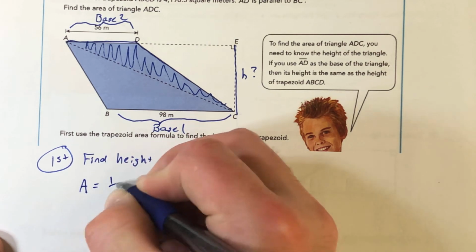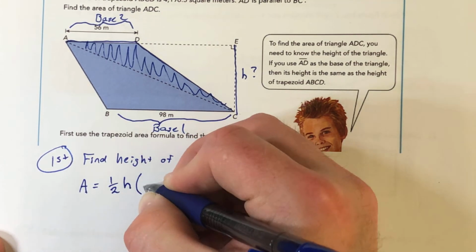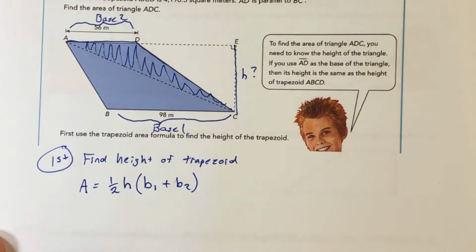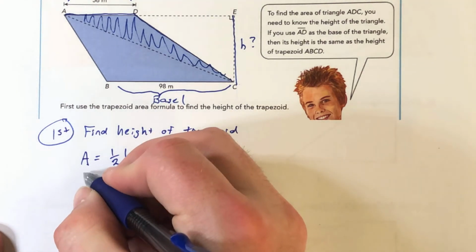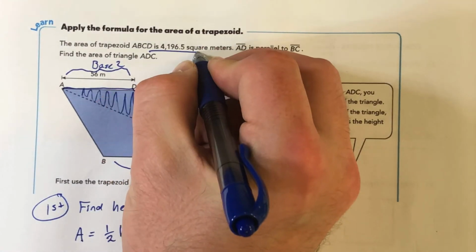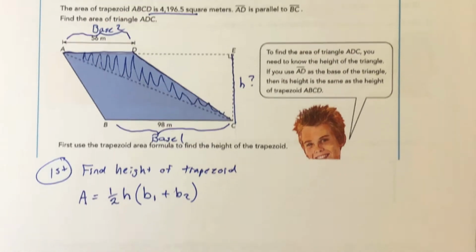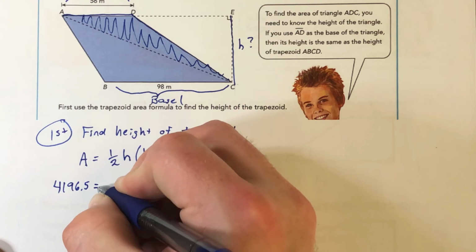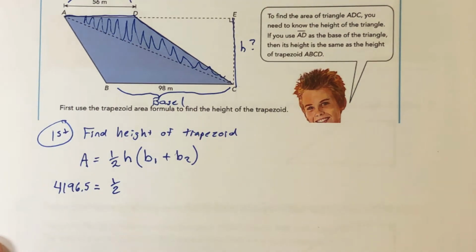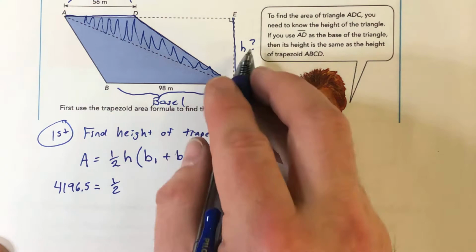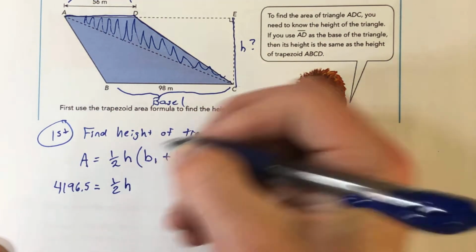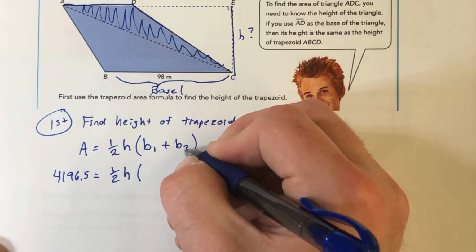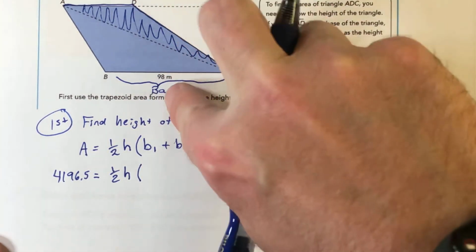A equals 1/2 times height times, in parentheses, b sub 1 plus b sub 2. Next, fill in what you know. I do know the area. The area of the trapezoid is 4,196.5. So 4,196.5 equals 1/2. What's the height? I don't know the height. That's what I'm trying to find. So keep your h, leave the variable, parentheses. What's my base 1 and my base 2? Base 1 and 2, 98 and 56.